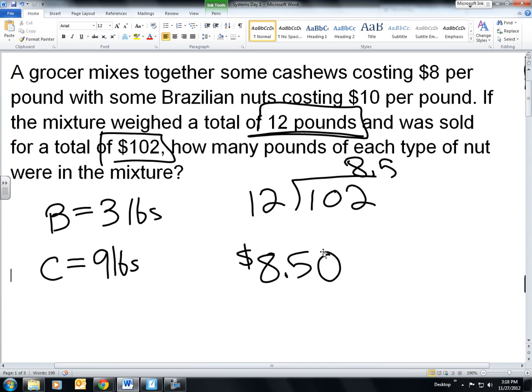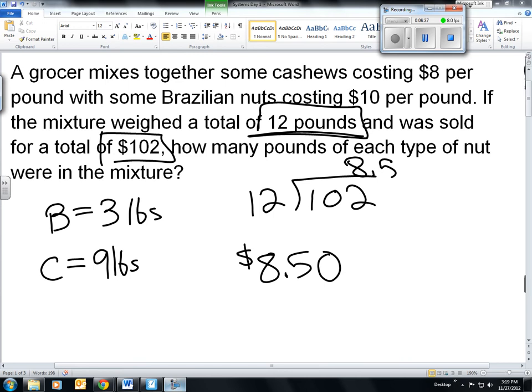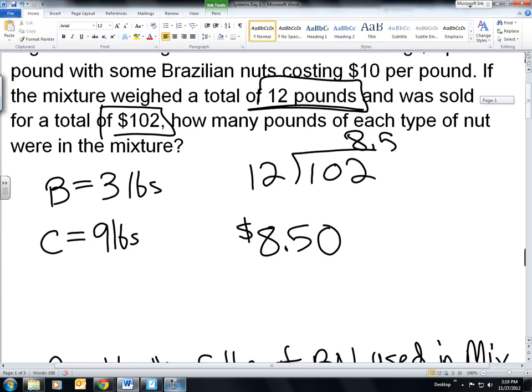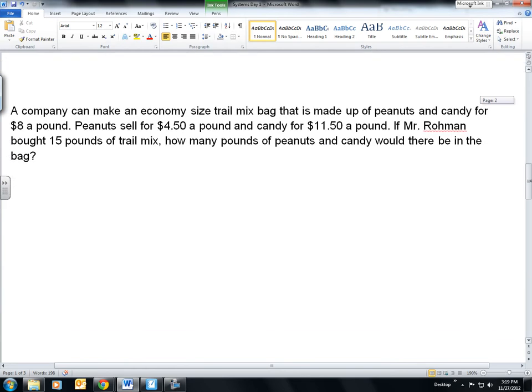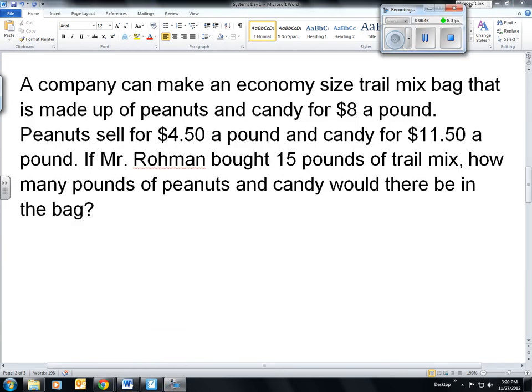So now let's move on to talk about what the homework problems are going to be for tonight. Or actually, there's only one homework problem for tonight. So here's the first homework problem that you're going to have for Wednesday in class. And my suggestion to you would be to write the two equations that we talked about in the practice example, which were the total weight of the mixture and the total cost of the mixture. And here you're going to be solving for how many pounds of each, the candy and the peanuts, went into this mixture that Mr. Roman purchased.